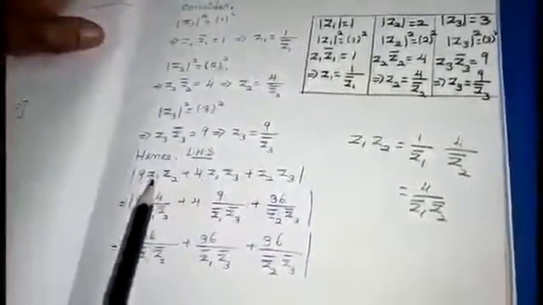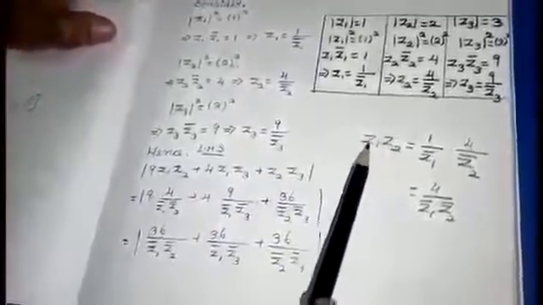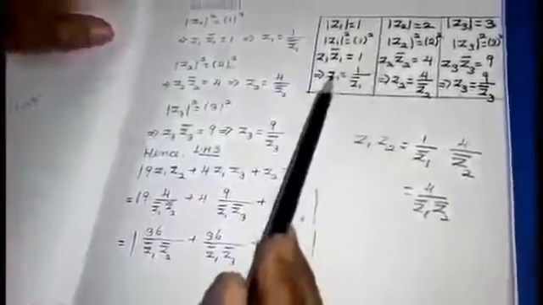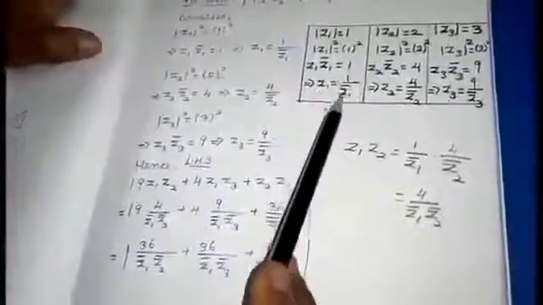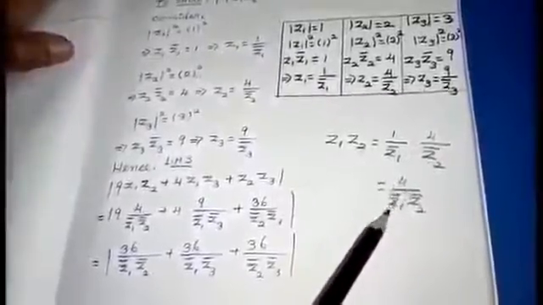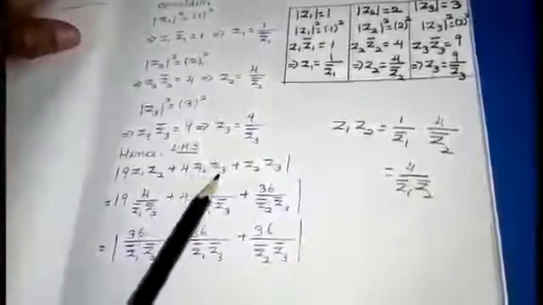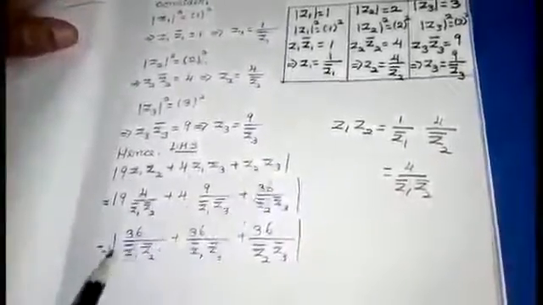First I am going to take Z1 into Z2. Just see here, Z1 into Z2 equal to, what is the value for Z1? 1 divided by Z1 bar, and Z2, what is the value? 4 divided by Z2 bar. Multiply, you will get the value like this: 4 divided by Z1 bar into Z2 bar. Similarly, I am multiplying Z1 into Z3 and Z2 into Z3. I will be getting the value like this.